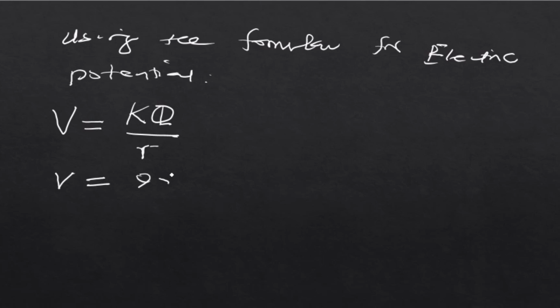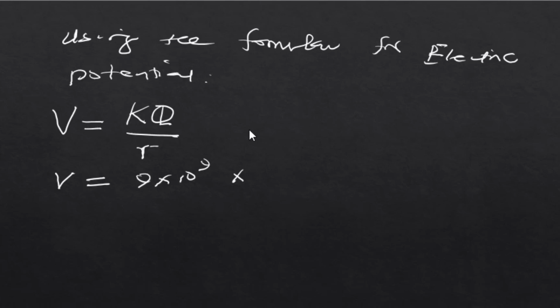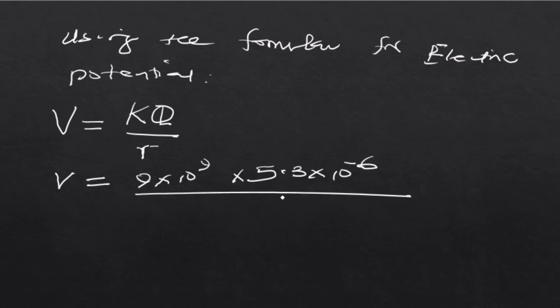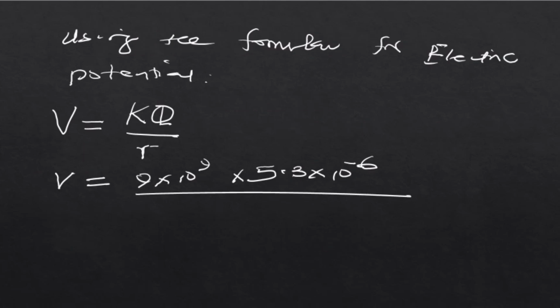So here we have V equal to 9 times 10 raised to the power of 9 multiplied by 5.3 times 10 raised to the power of minus 6, all divided by the distance that we have here, which is 6 times 10 raised to the power of minus 4.